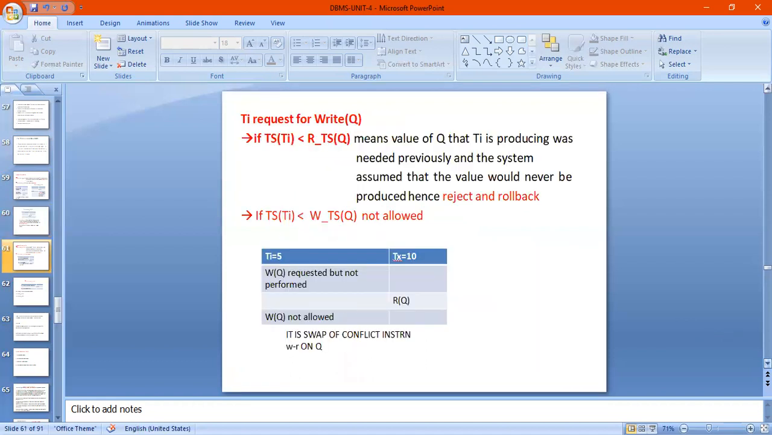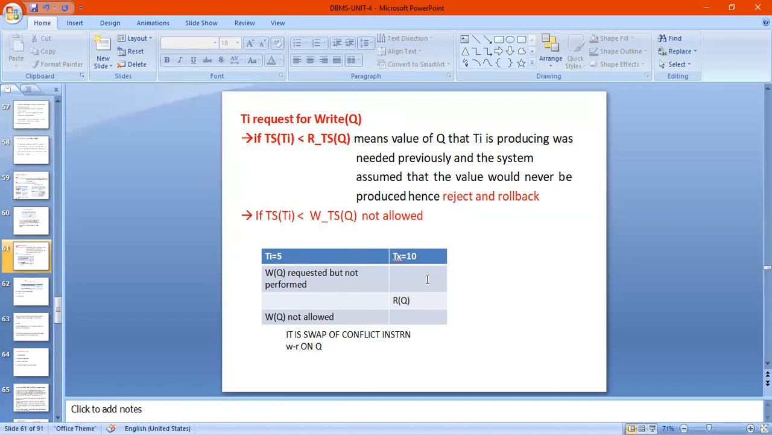Ti requests to write Q. If TS of Ti is less than read TS of Q, it means the value of Q that Ti is producing was needed previously and the system assumed that the value could never be produced, hence reject and roll back. If TS of Ti is less than write TS of Q, not allowed. Ti is equal to 5 and TS of Tx is equal to 10. Then here write of Q is requested but not performed.